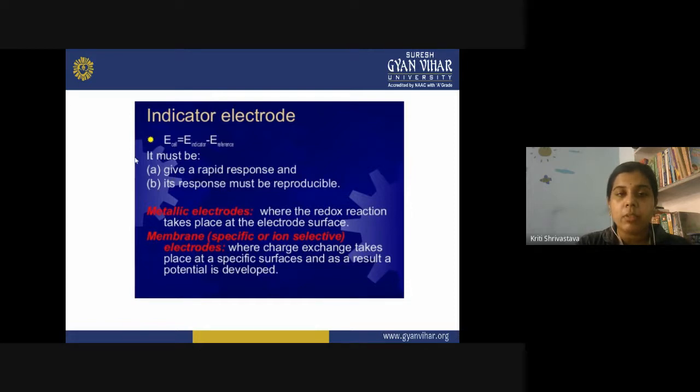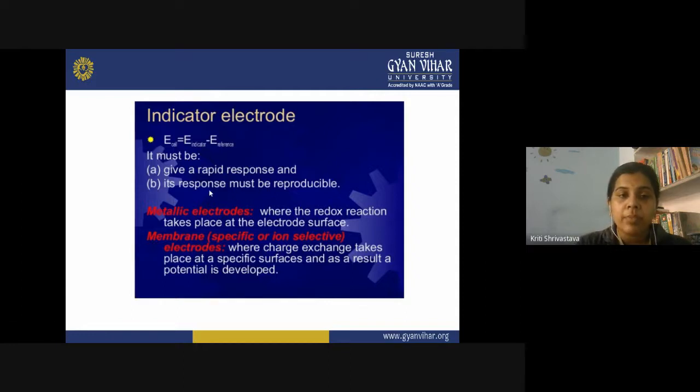So these are two very important characteristics of a working electrode, and they are just the reverse of your reference electrode. Your reference electrode should not get affected by any change, and its potential should not change. But here on the indicator electrode, we are going for the measurement, and therefore it is very much required that it should give rapid response. Otherwise, your measurement will have errors.